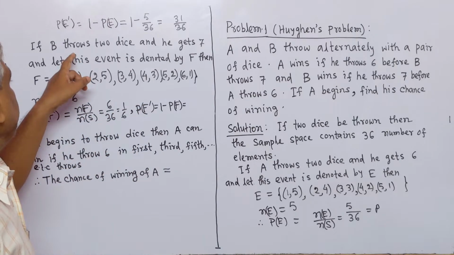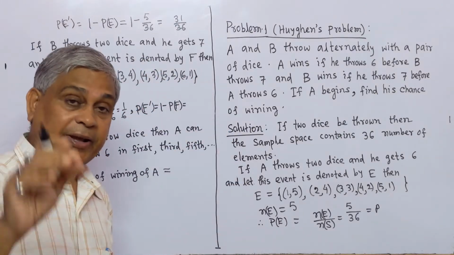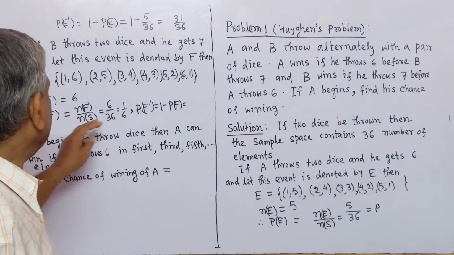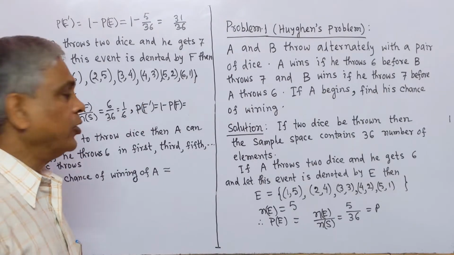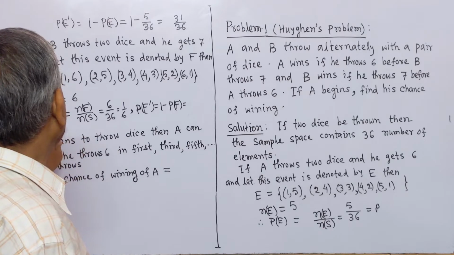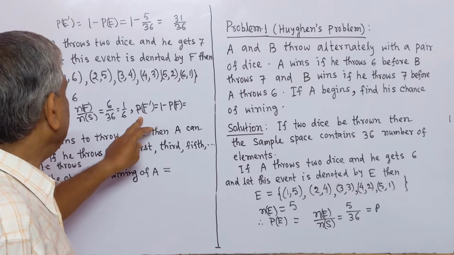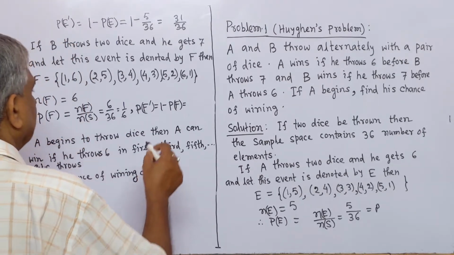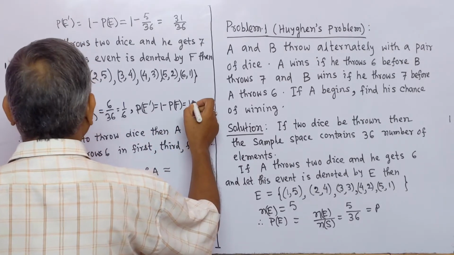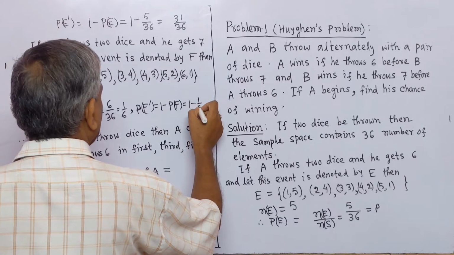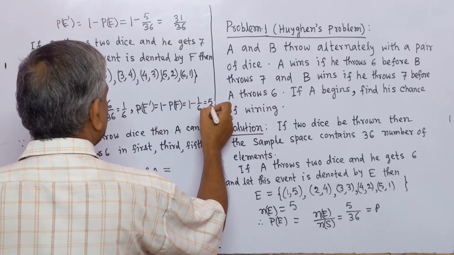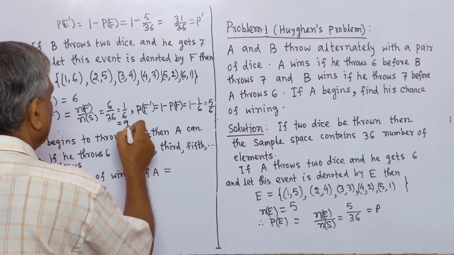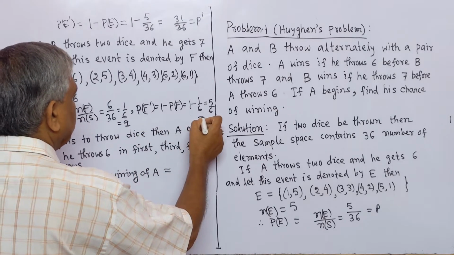Now, if B throws 7, then he will win. The event that B does not win will be F prime, and P(F prime) equals 1 minus P(F), which is 1 minus 1 by 6, equal to 5 by 6. Let this be equal to q, and this be equal to q prime.